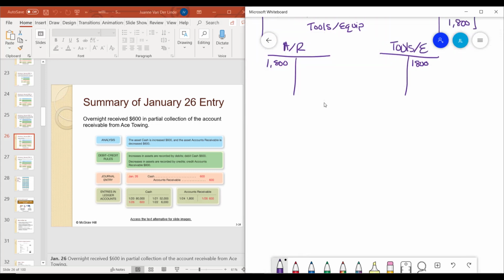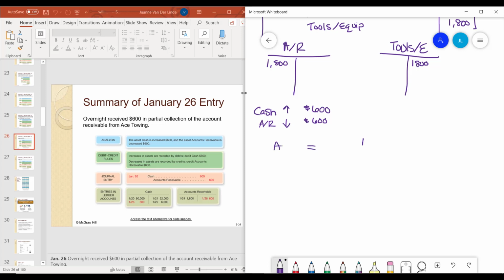So let's see what that would look like. If you're getting paid $600, cash is going up, right, in the amount of $600. But now that cash is going up, they owe you less money, right? Because they just paid you some of what they owe you, so they owe you less money. So I have to decrease my accounts receivable to show that they owe me less money now. They don't owe me $1,800 anymore. They only owe me $1,200.